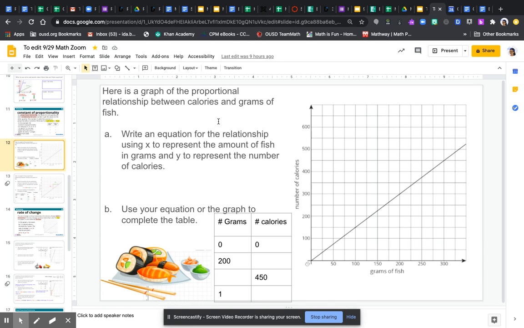We are asked to write an equation for the relationship using X to represent the amount of fish in grams and Y to represent the number of calories.